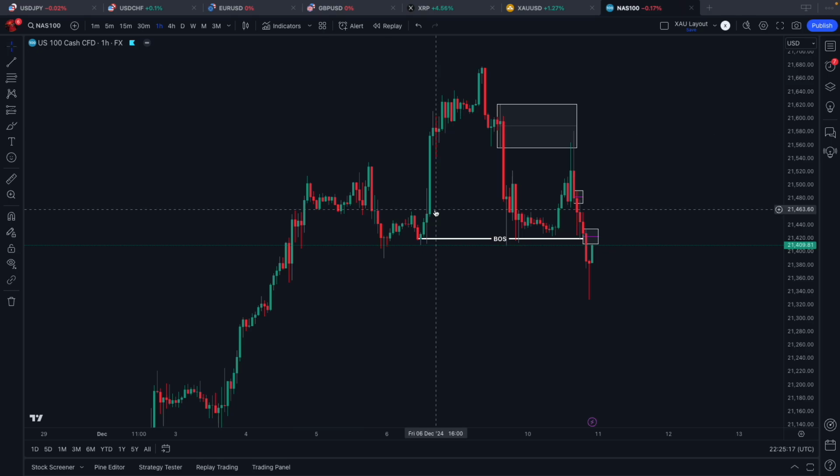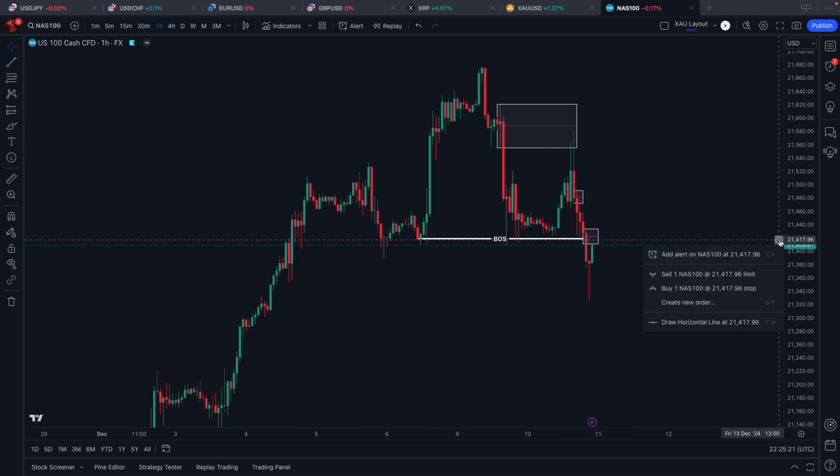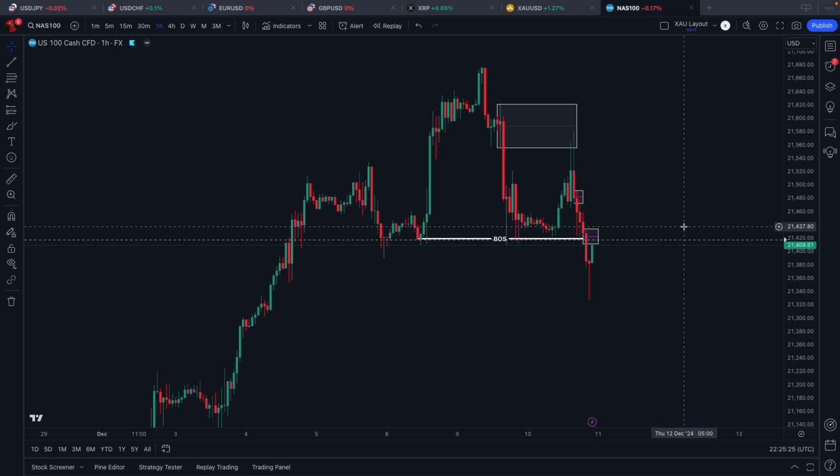So with all of that being said, what I'm going to do is set an alert for price to trade into this area. Once price trades into this area, I want to see good rejection to the downside. I want to see those fractal breaks of structure to the downside. Once we have that, I can look to get involved in this market in shorts.